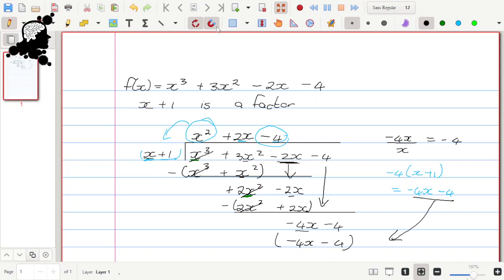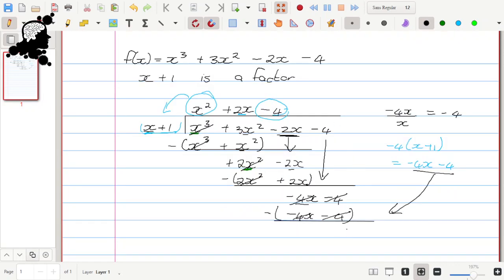Once again, we need to do some subtraction. So there we are. When we do some subtraction here, negative 4x minus negative 4x, that's going to cancel out. Negative 4 minus negative 4 is going to cancel out. We remain with the 0. And once you have a 0 here, then you're good to go.